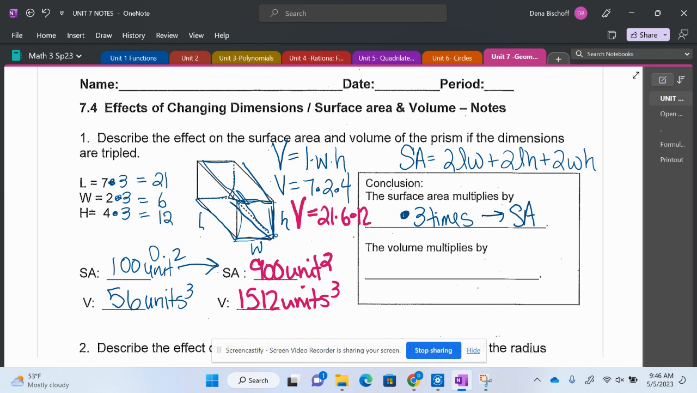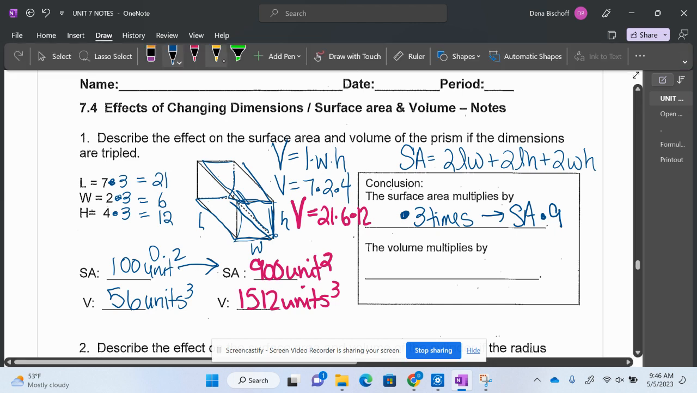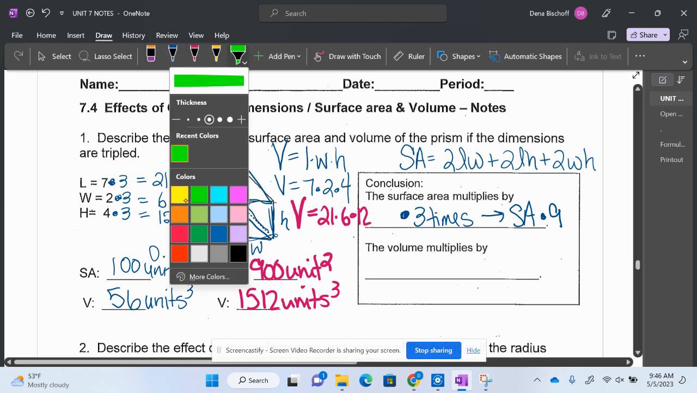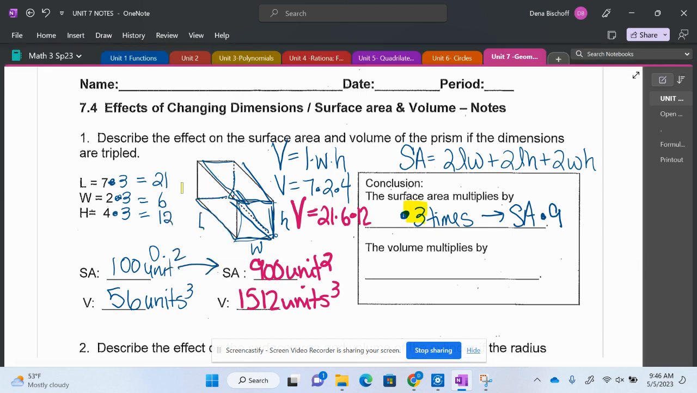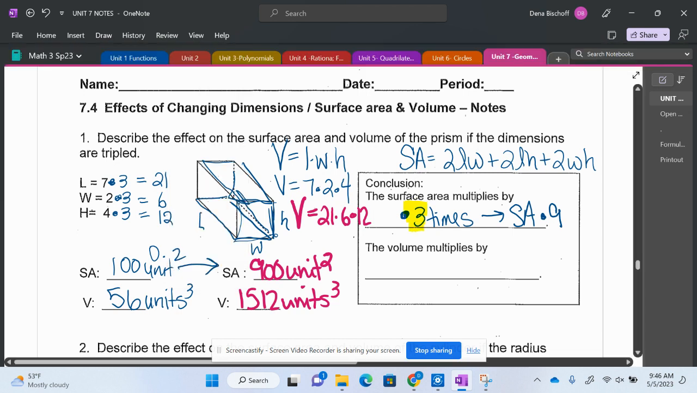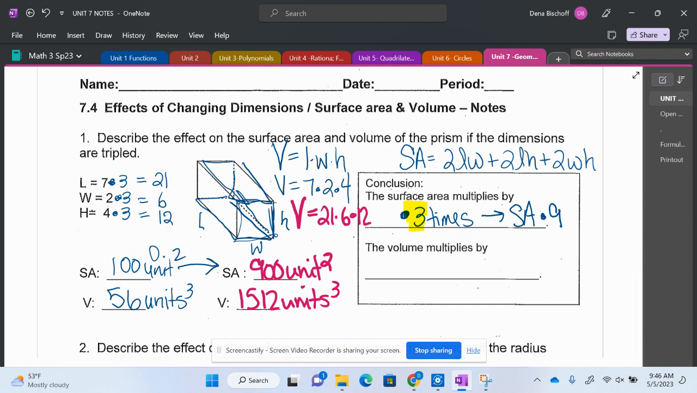I ended up with a surface area of what? 900. So what am I multiplying by? Yeah, I'm multiplying by 9. Does that make sense? Well, we're talking about area, and area is squarea, as Miss Halstead used to say. If I'm increasing each dimension by 3, what is 3 squared? 9. That's why we multiply it by 9.